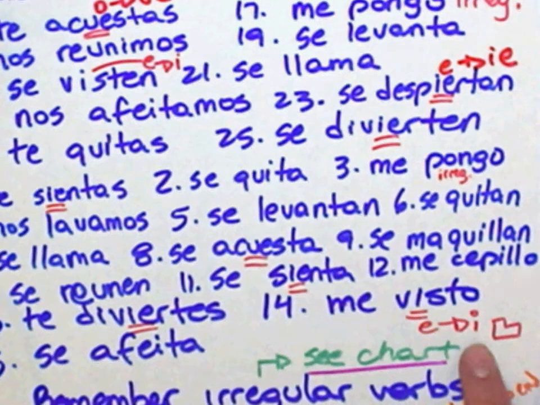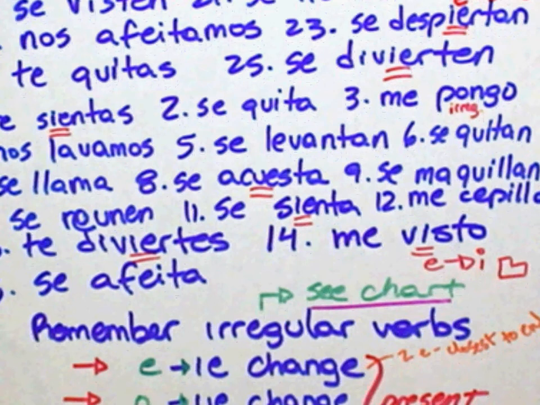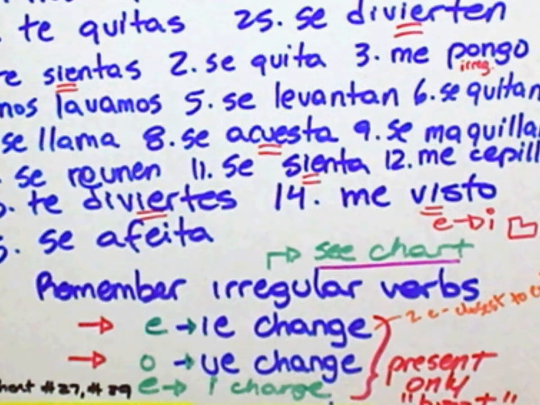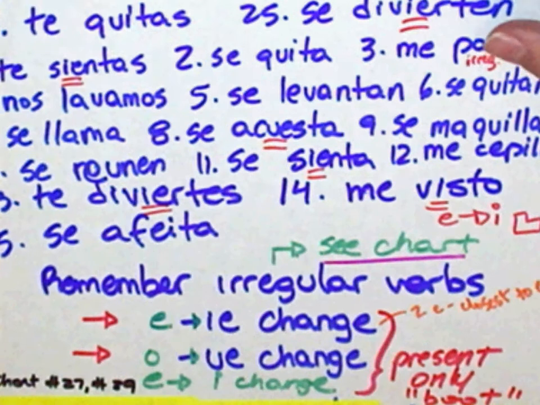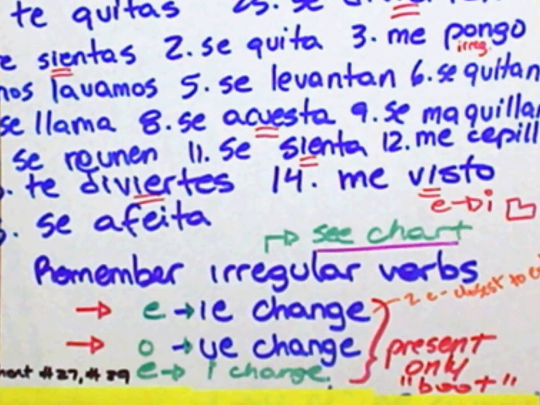And you have that chart as a reference for your irregulars. But we'll start now being familiar with which verbs make which changes, and these are the only changes that they can make. Only in the present tense. Only in the boot, which just means the nosotros is out. Questions so far? Anybody need any part of the homework?